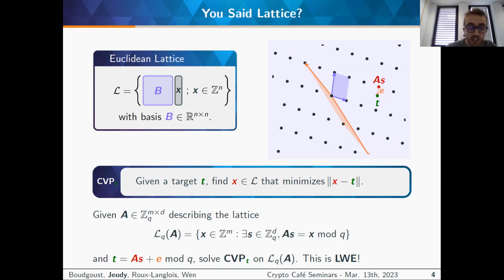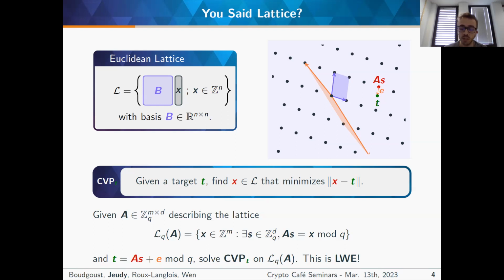And now let me define my target. So my target, I'm going to take a lattice point, A times S, and I'm going to perturb it by a small amount, by an error E. So this gives me my target AS plus E. And I ask you to solve CVP with this target and on the lattice L_q(A). And what I'm saying is that this is exactly solving LWE. So if you can solve CVP with this target on this lattice, this is exactly the LWE problem. So this is a rather nice geometric way of interpreting LWE as a lattice problem and make the link with lattice-based crypto.